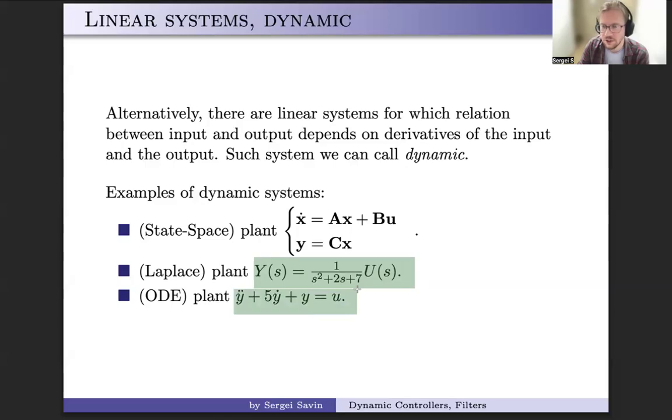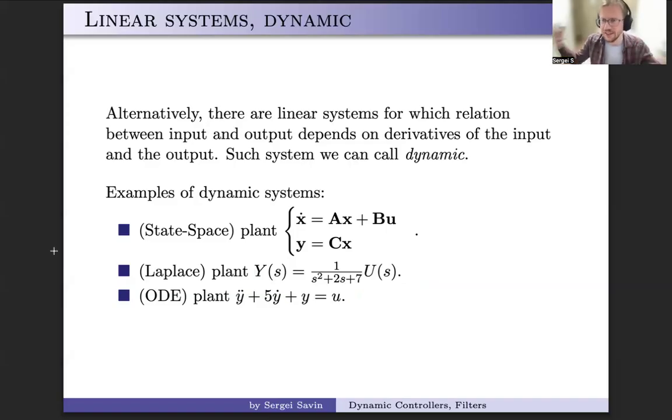We know that the solution would depend on input, but particular solution depends on input. General solution depends on initial condition, like fundamental solution. So those systems are dynamic. And you can see there is quite a difference between static and dynamic systems.